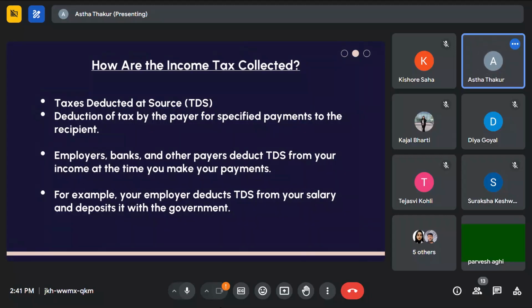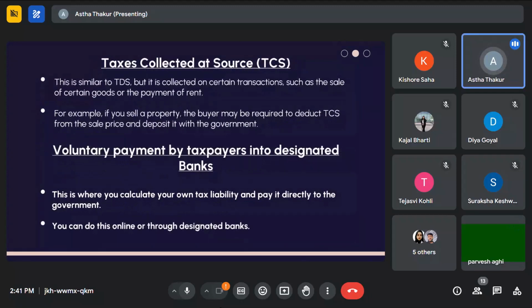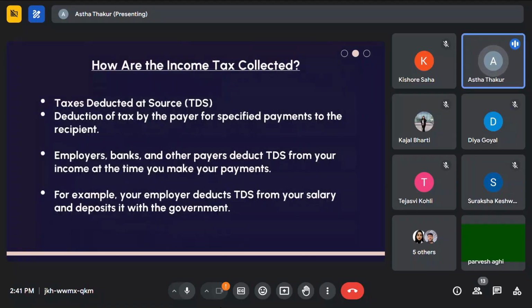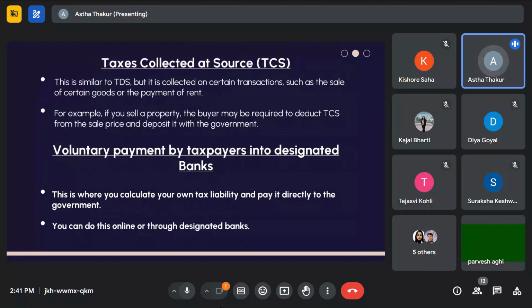Now, if I talk about TCS, TDS is charged on your salary, whereas TCS is charged on certain transactions, such as the sale of certain goods or the payment of rent that you make. For example, if you sell a property, the buyer may be required to deduct TCS from the sale price and deposit it with the government.